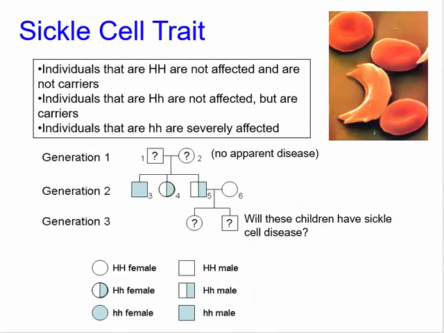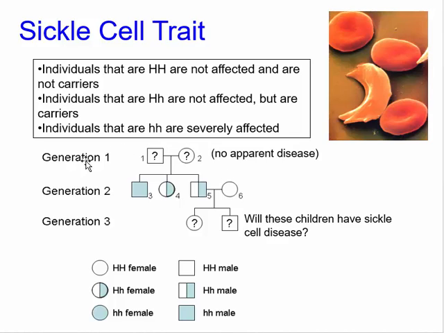So when do we see the sickle cell trait? So we can take a couple of alleles as an example. We're going to call this big H. We're saying hemoglobin. That's the normal hemoglobin. So those are individuals that are not affected and not carriers. Individuals that are big H, little h, they're not affected by the sickle cell disease, or mildly so, but they're carriers. Individuals that have little h are severely affected in this situation.